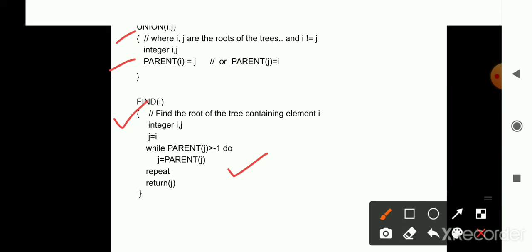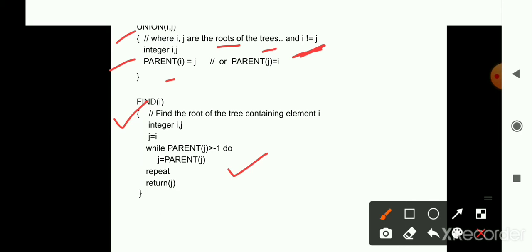So the union i j is nothing but where i and j are the roots of trees, where i is not equal to j, we are going to make a parent. See, the parent may be i or the parent may be j. We are going to add two disjoint trees here. Subtrees are there and we are going to join those subtrees.